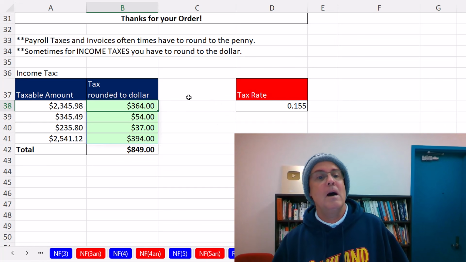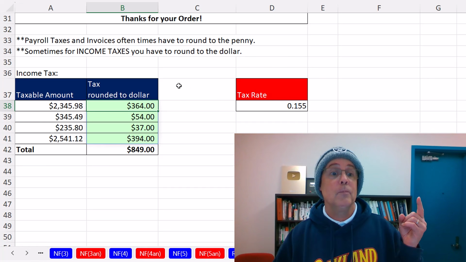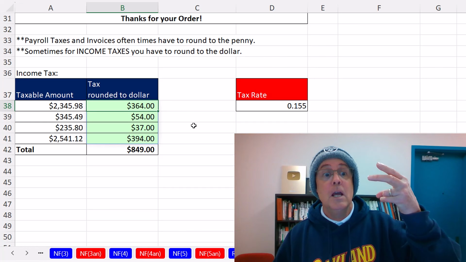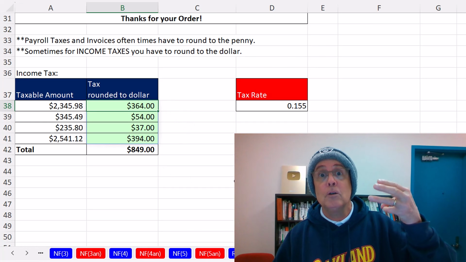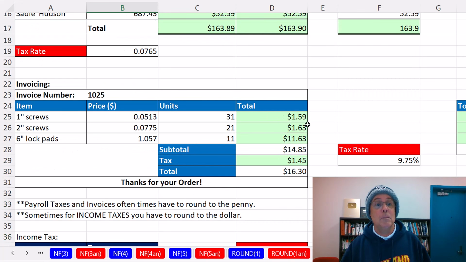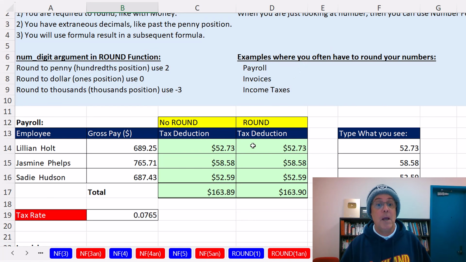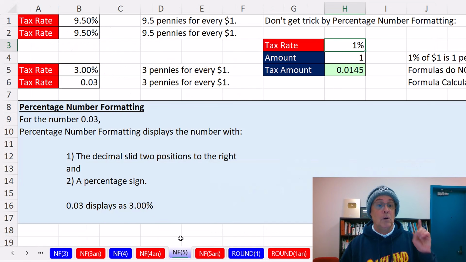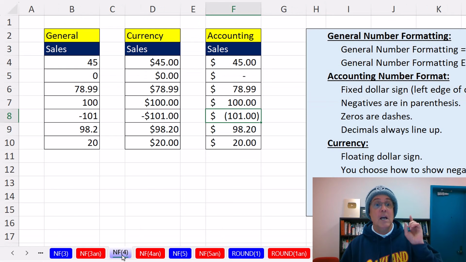Now, this was an awesome video all about number formatting and the round function. We talked about when you have to round, you're required to round like it's money. You have extra decimals, and you're going to use the result in a subsequent formula. When all three are true, you got to use round. We saw a tax example, an invoice example, and a payroll example. We talked about the basics of rounding, percentage number formatting, accounting and currency, and general.